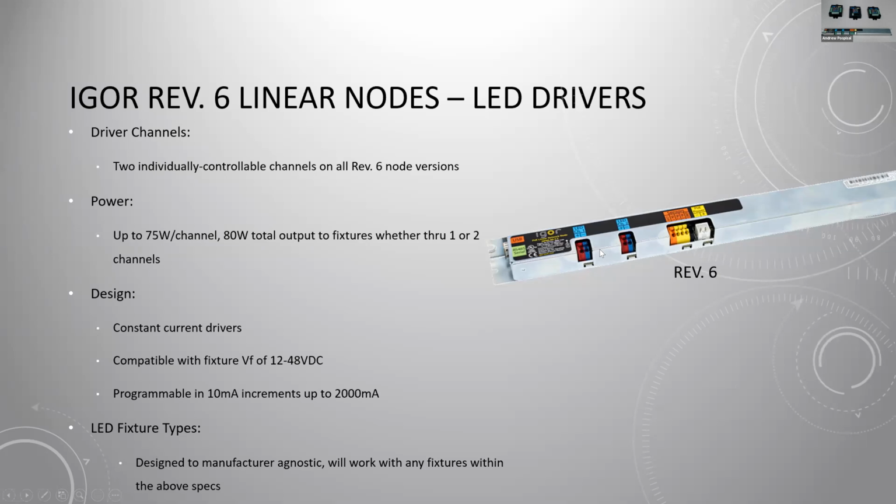So we definitely wanted to bump up the LED driver power capability with the Rev 6 node versus Rev 5 in order to drive larger fixtures, take advantage of the higher power available from the PoE home run. Again, this is a constant current driver design compatible with a fixture forward voltage of 12 to 48 volts DC. And with the higher power availability, we can bump up the amount of current that those drivers can output. So now we're up to a full 2 amps or 2,000 milliamps. And similar to Rev 5, really trying to be manufacturer agnostic with these nodes to be very compatible with multiple manufacturers' fixtures.